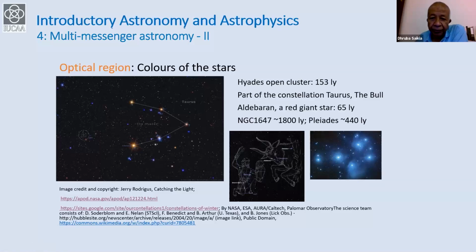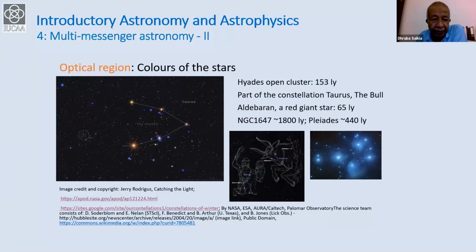And the second aspect I would like you to note is that I've said the Hyades open cluster is 153 light years away, and some of these bright stars are members of the Hyades, okay? Whereas Aldebaran, a red giant star, is only 65 light years away, less than half the distance to the Hyades open cluster. And when you see a constellation in the sky, whether it is Taurus, the Orion constellation or any of the other constellations, what you observe are the stars projected onto the plane of the sky.